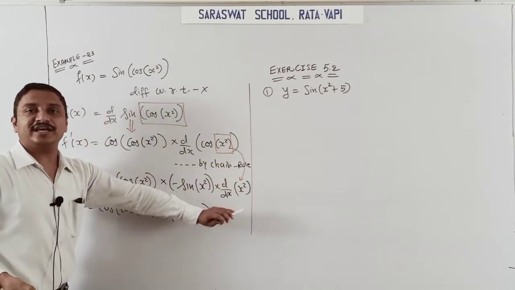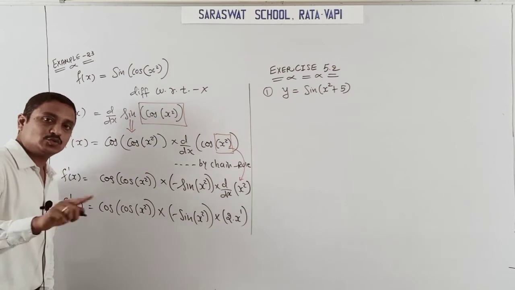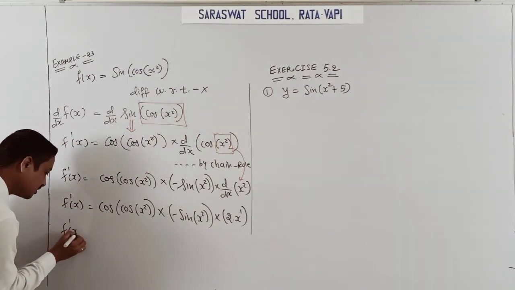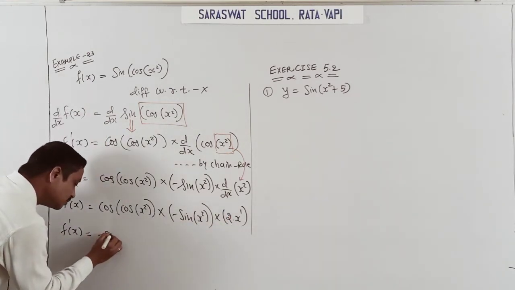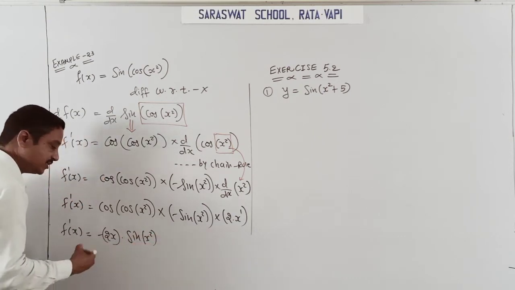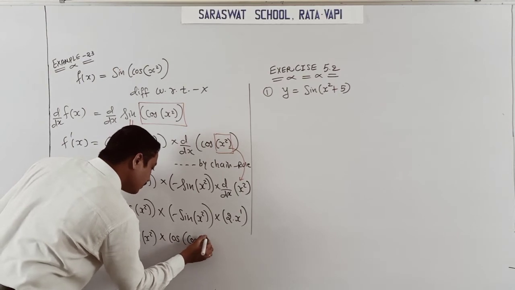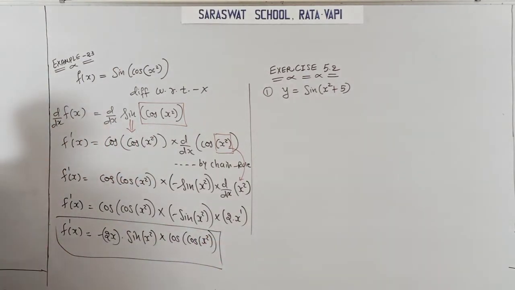And what is the x square derivative? Yes, 2x raised to 1, I mean 2x raised to 2 minus 1. Finally done. Just rearrange your answer. Minus separate outside, 2x separate outside. So minus 2x into smallest to highest function I mentioned, cos with cos x square. Yes, students, here I have done this example number 23.